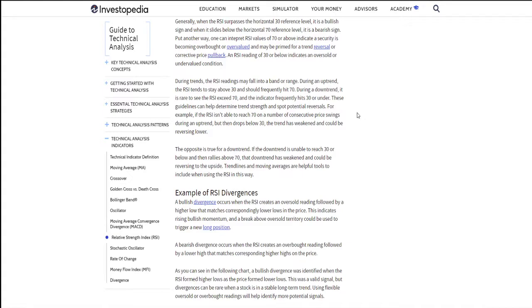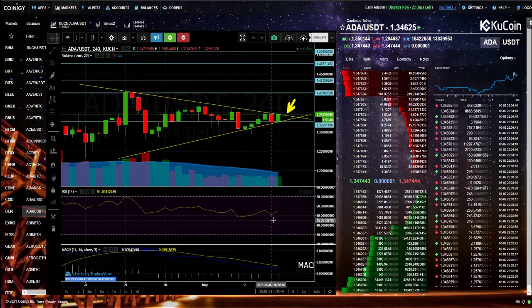During an uptrend, the RSI tends to stay above 30, and it should frequently hit 70. During a downtrend, it is rare to see the RSI exceed 70, and the indicator frequently hits 30. So again, guys, really knowing what you're looking at here is the point that I want to make, because looking here, as you can see, we had a little down spike here, the sell-off, bringing the RSI down and then back up.